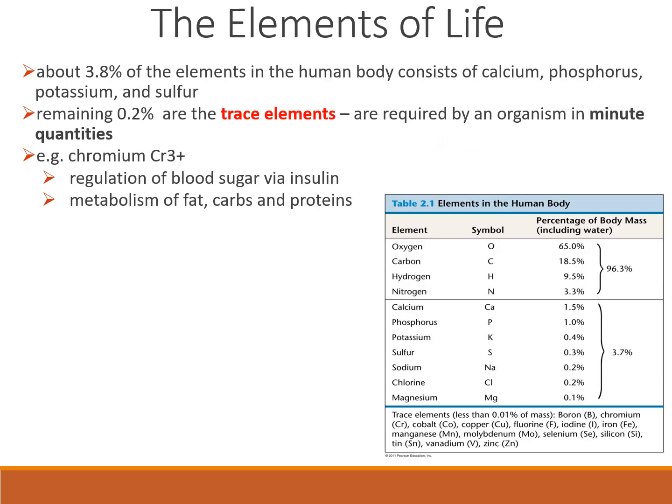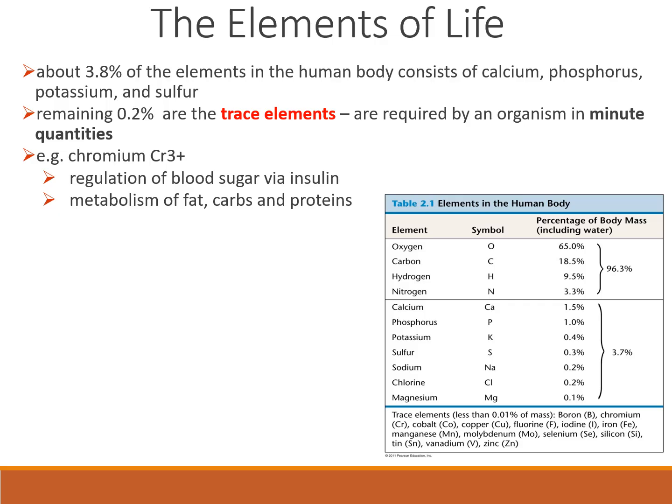About 3.8% of the elements we find in the human body are things like calcium and phosphorus, potassium, sulfur, sodium, chlorine, magnesium. So that makes about what, 98.8% of the elements in our body? The remaining 0.2% are called trace elements. These are required by an organism in very small, minute quantities.